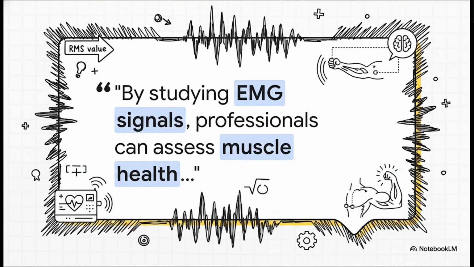This insight reminds us why mastering these foundational signal processing concepts is so absolutely crucial. By studying EMG signals, professionals can assess muscle health, diagnose disorders, and understand motor control. It really highlights that understanding the difference between a static hold and a dynamic spike, or calculating an RMS value, is the very first step toward building life-changing biomedical tools. You literally have to understand the body's language before you can teach a machine to speak it.